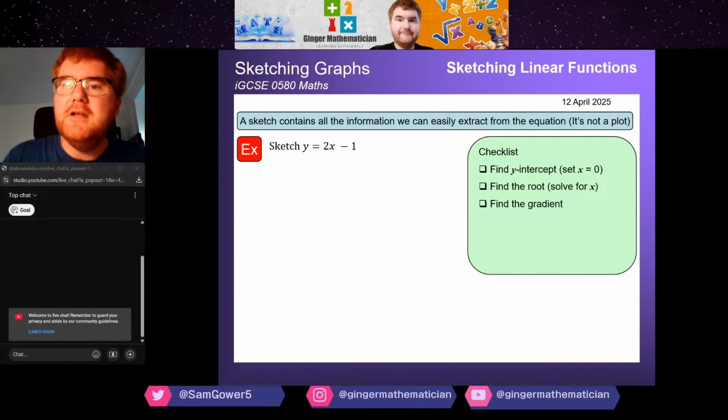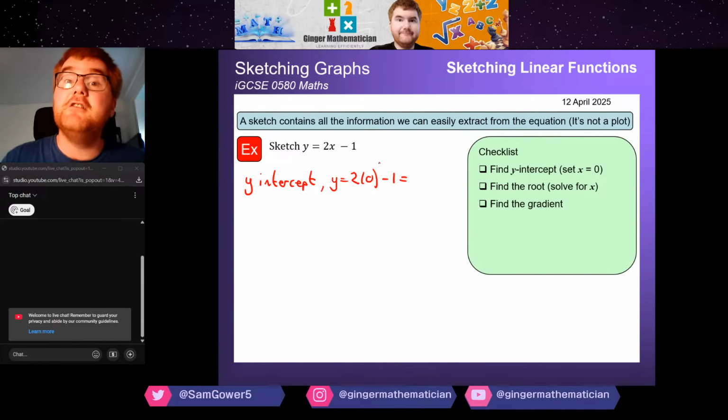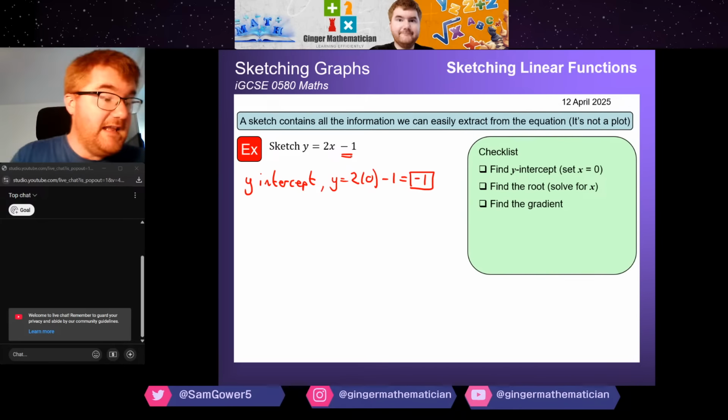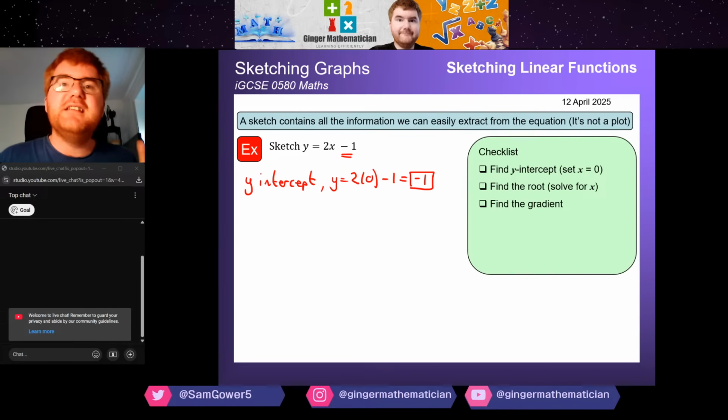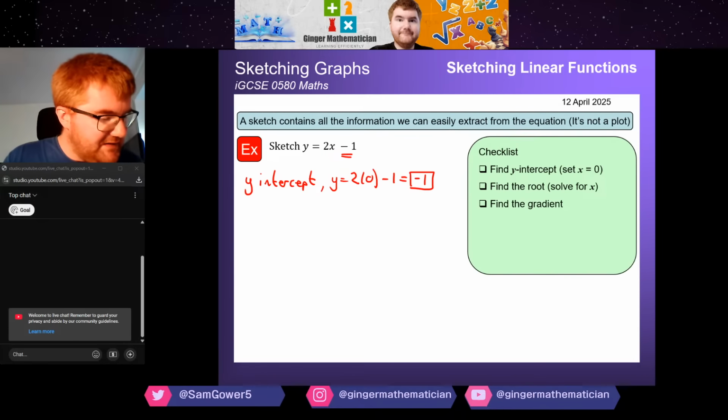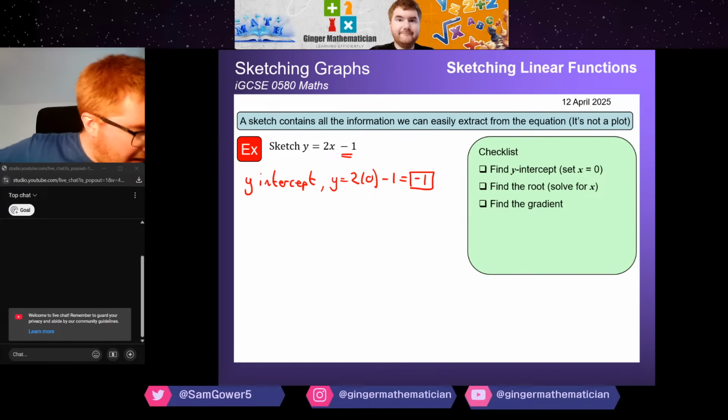The first thing I'm going to do here is work out the y-intercept. So if I want to work out the y-intercept, as it says here, I set x to 0. Now this is really easy for a linear function. If I set x to 0 here, wherever I see an x, I put a 0. Then we do minus 1, and 2 times 0 is 0, minus 1 is minus 1. And I'm sure you've learnt this with the y equals mx plus c here, where the c represents the y-intercept.